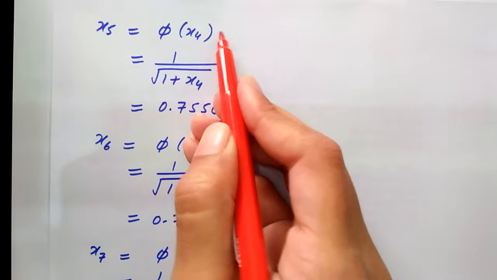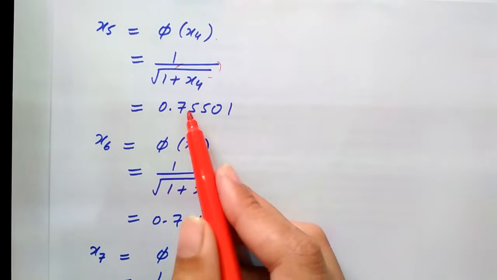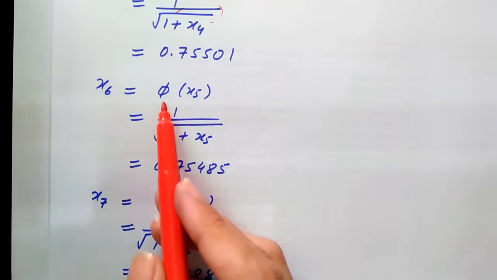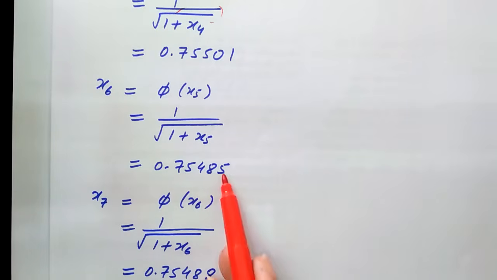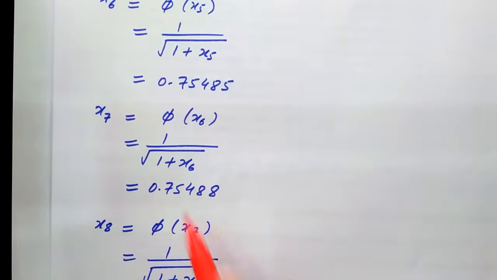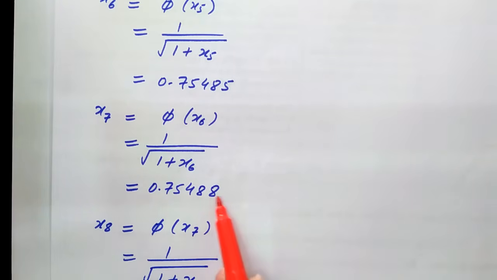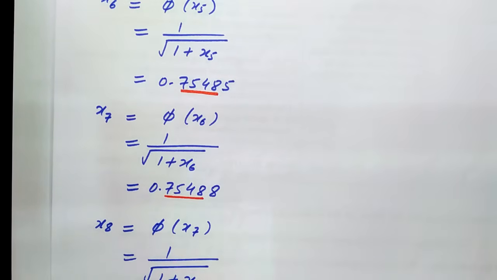Now x5 equals phi of x4. Use the value of x4 in this equation and I got 0.5501. Then x6 equals phi of x5. Use the value of x5. I got 0.75485. Then x7 equals phi of x6, which is 0.75488. See, my answer is repeated up to 4 decimal places.